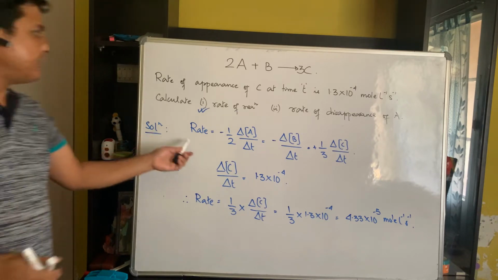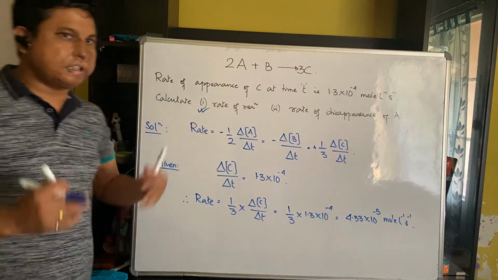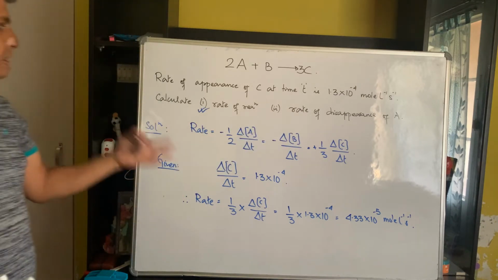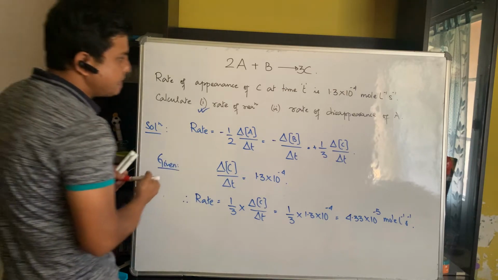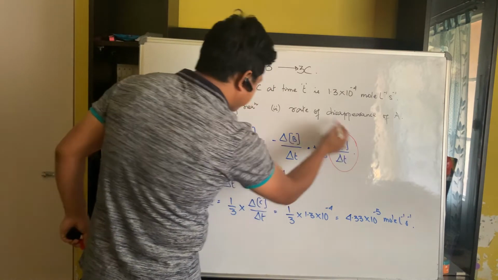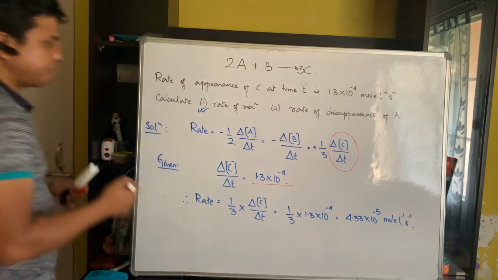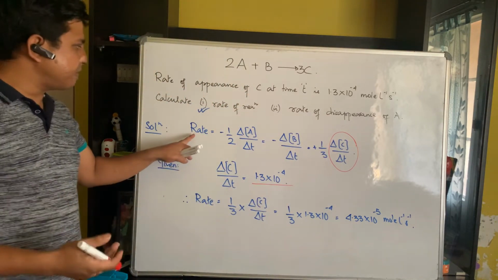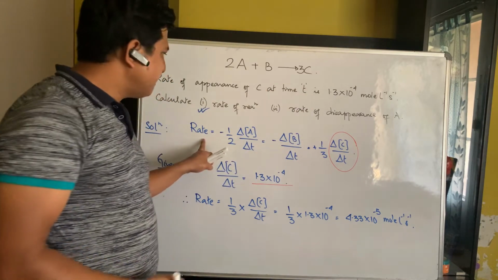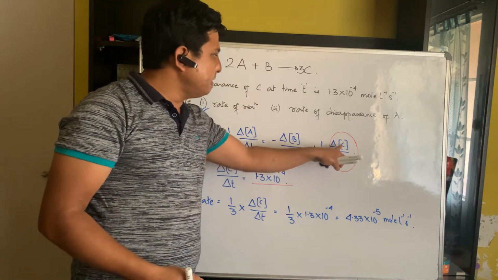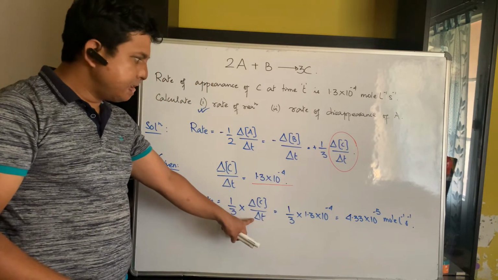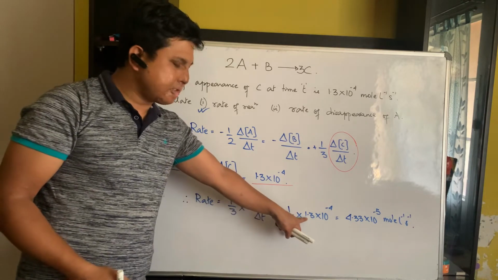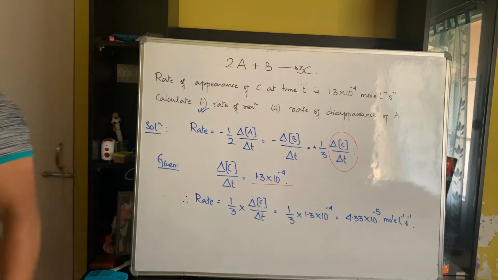First you need to express the rate in terms of A, B and C. Then you see what are the things which are given. Out here the rate of appearance of C was given. Rate of appearance of C means the value of plus del C by del T is given. And what is the expression for rate in terms of C? It will be 1 by 3 into the rate of appearance of C. So rate equals 1 by 3 into the rate of appearance of C. The rate of appearance of C is given in the question, so our answer would be 4.33. I think this will clear your concept.